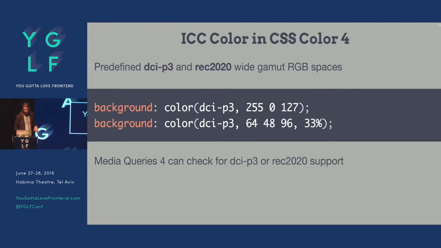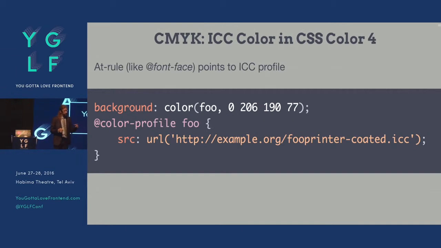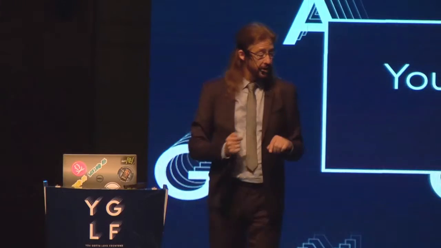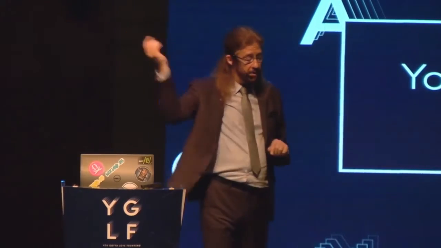And lastly, Media Queries 4, but I already mentioned that. Media Queries 4 can help you there. If you are actually going to a printer, then like the @font-face, there's an @rule called @color-profile, where you point off to your ICC profile and say, okay, I'm defining this color, and I'm going to use it in CMYK.